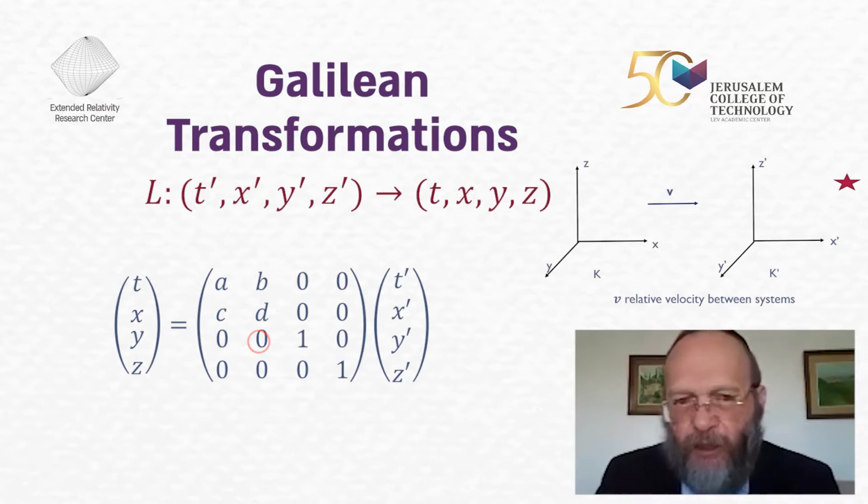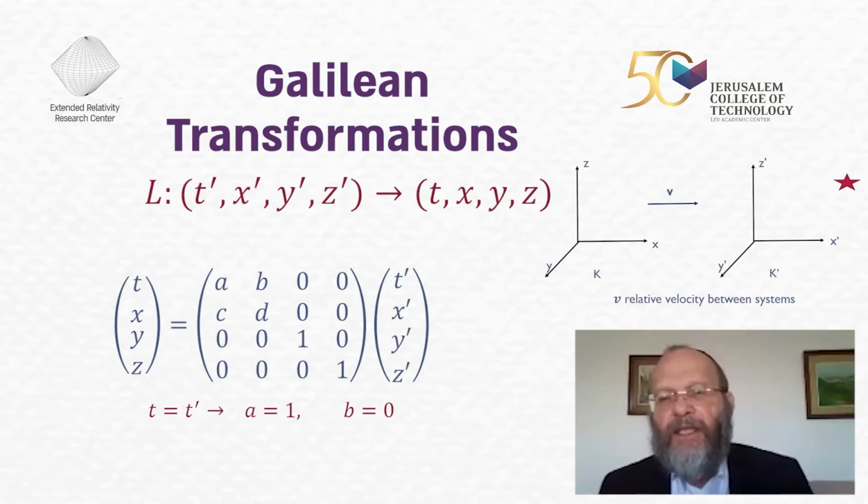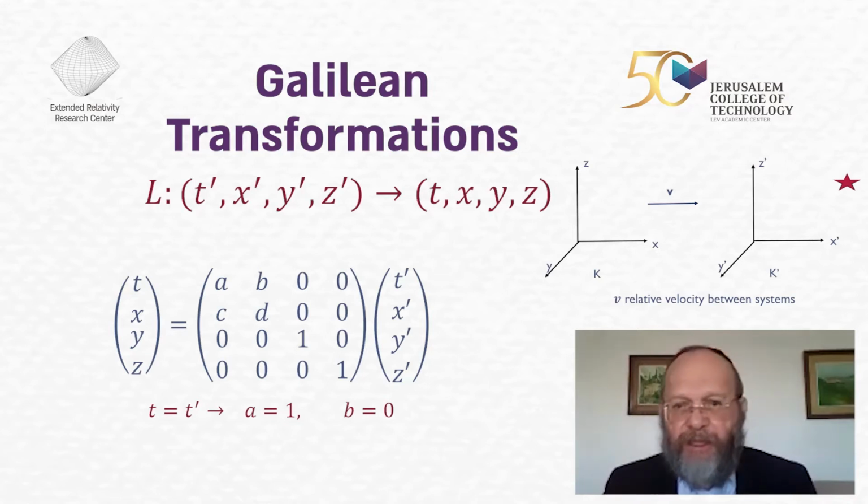Now, this is true based only on the principle of relativity and Newton's law, which is assumed in any theory. So from here on, we go to the assumption of Galilei. Galilei's assumption was that the time in both systems is measured in the same way. That means t must be equal to t prime. And generally, t is equal to a t prime plus b x prime. So a must be 1 and b must be 0.